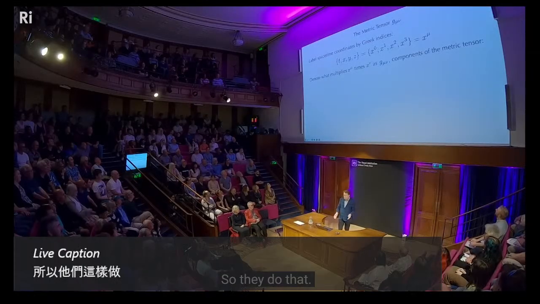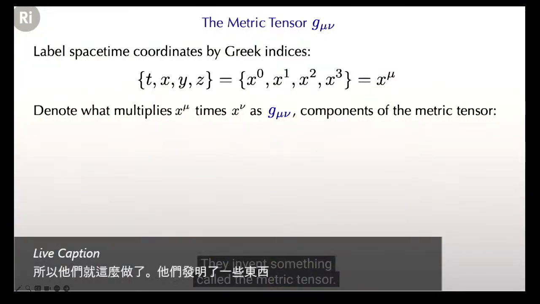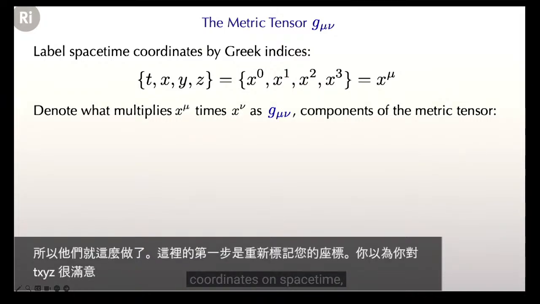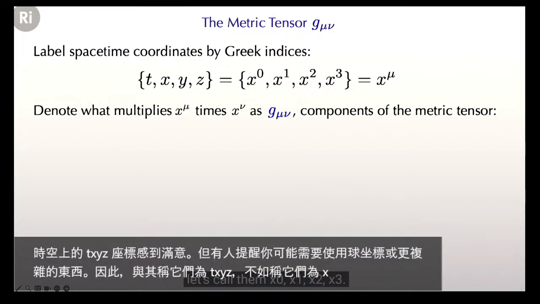So they do that. They invent something called the metric tensor. And the first step here is to relabel your coordinates. You thought you were happy with t, x, y, z, coordinates on space-time, but someone reminds you, you might want to use spherical coordinates or something more complicated. So rather than t, x, y, z, let's call them x0, x1, x2, x3.